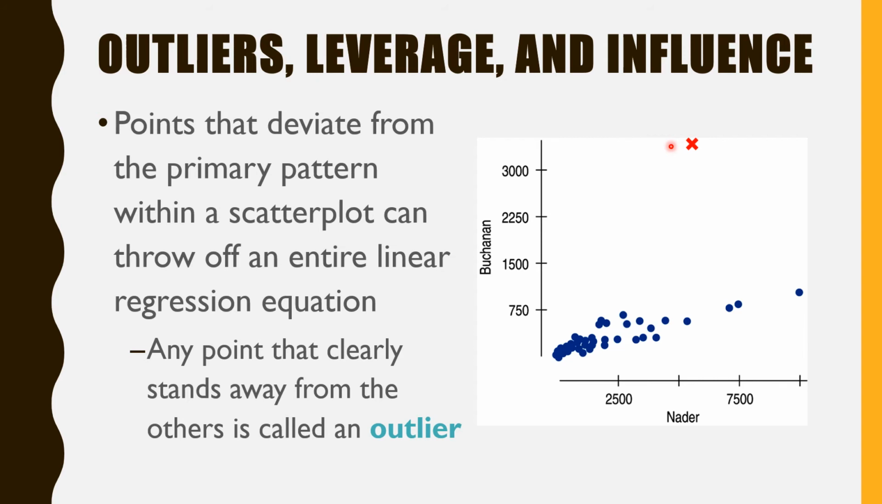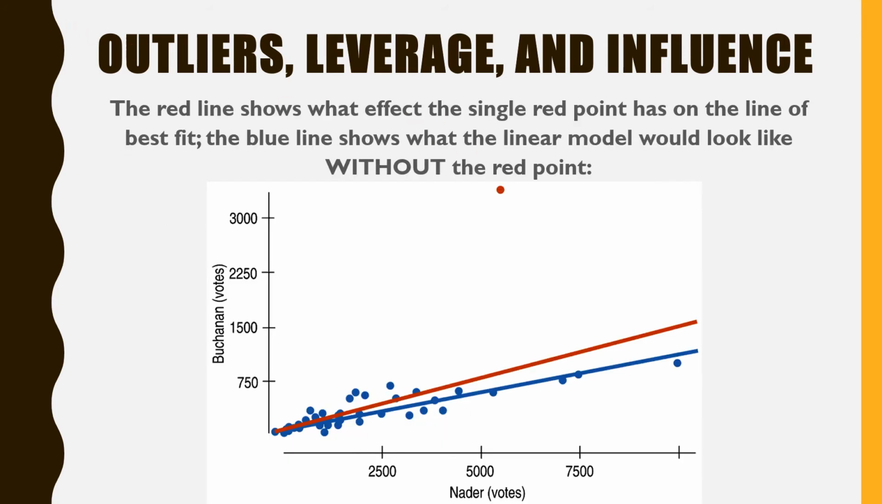And a single outlier can have a significant impact on the overall linear regression line. So that is why we want to pay special attention to them. Just an example of how much an outlier can impact the line of best fit. The blue line here is what our linear model would look like without the red point. And this red line here shows what it would be just with adding that one outlier point.